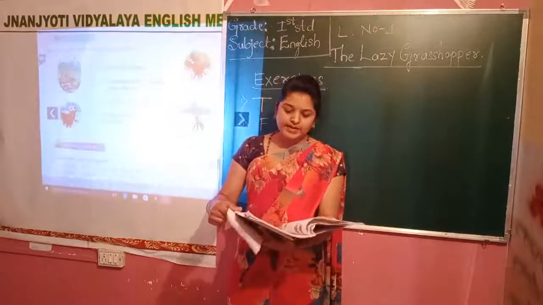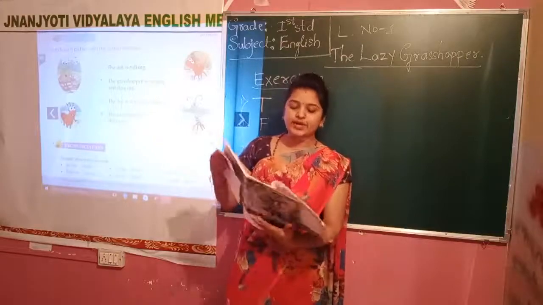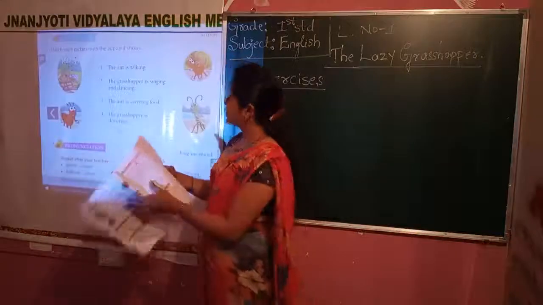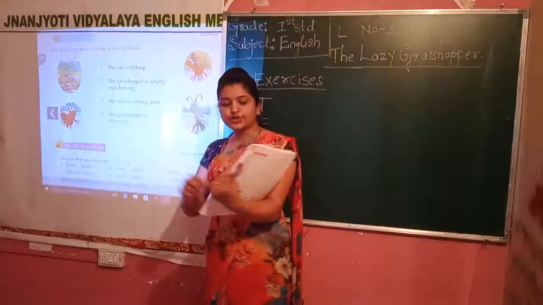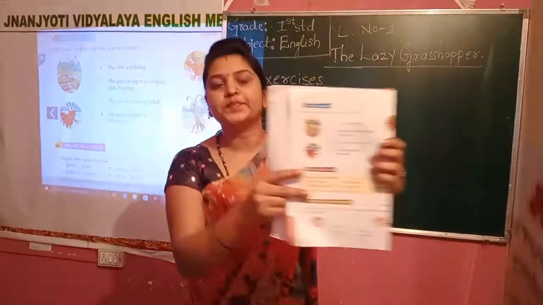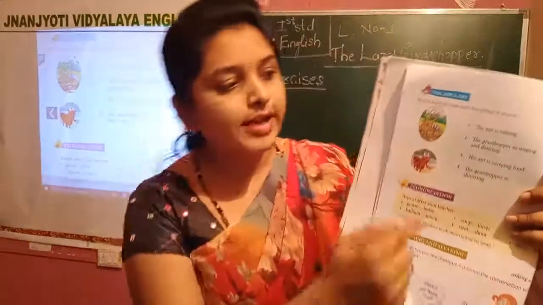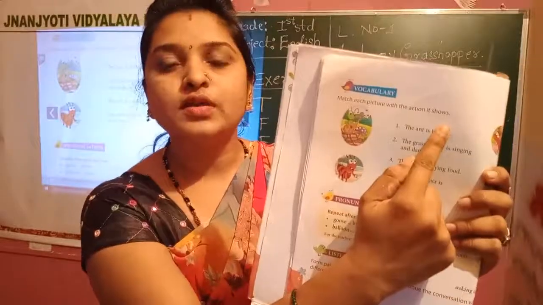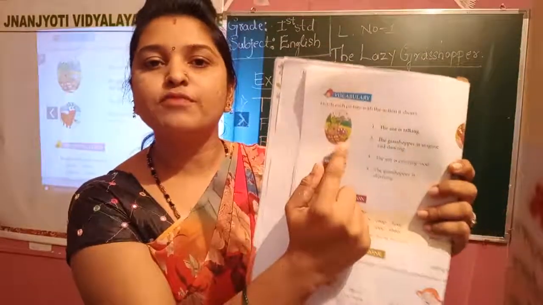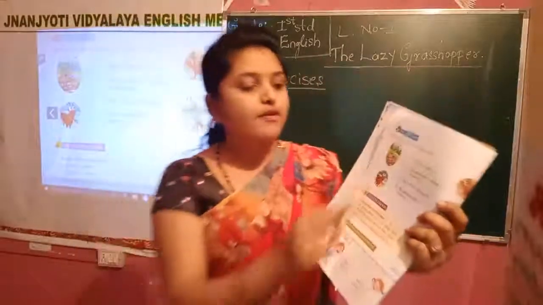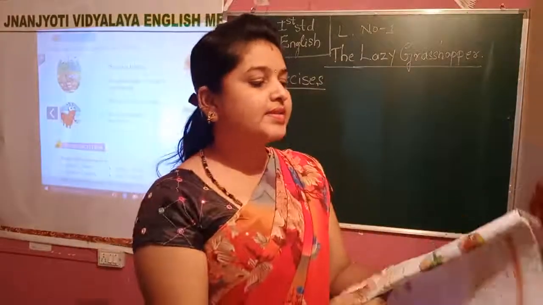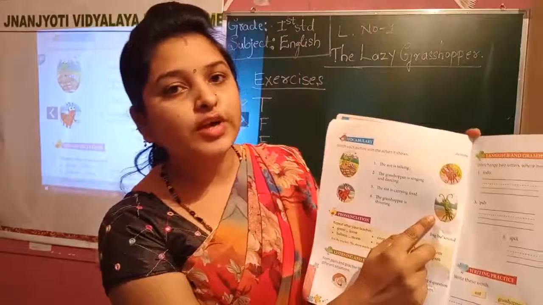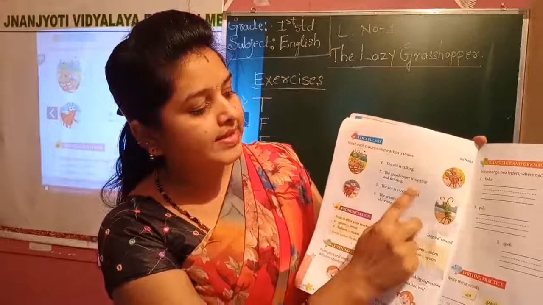Next, here again, vocabulary is there, students. Open your page number 6. Page number 6, yes. I will show you the page. Vocabulary, match the picture with the action it shows. Which action is showing? You have to match that with the sentence. First one, the ant is talking. Where is the ant talking? The grasshopper is singing and dancing.